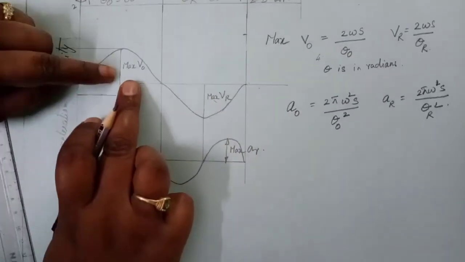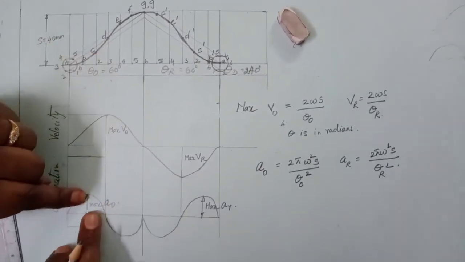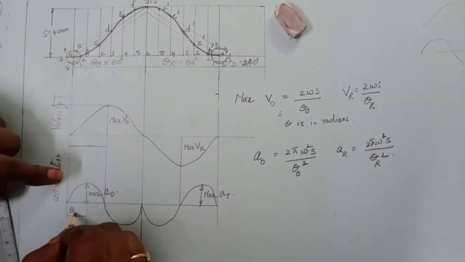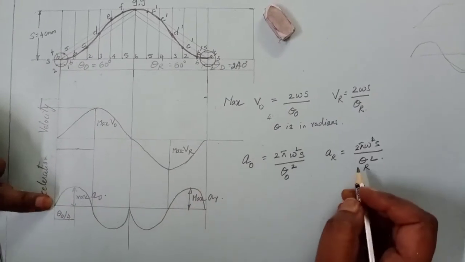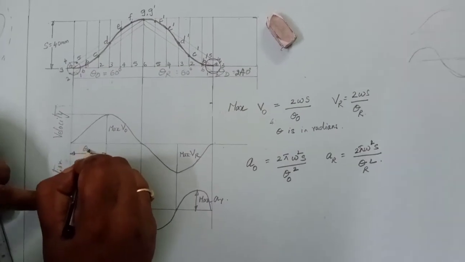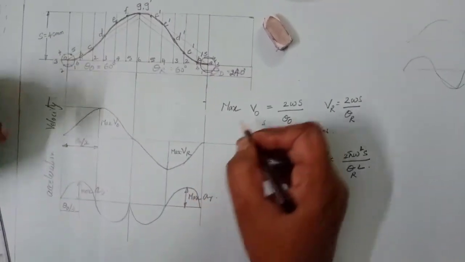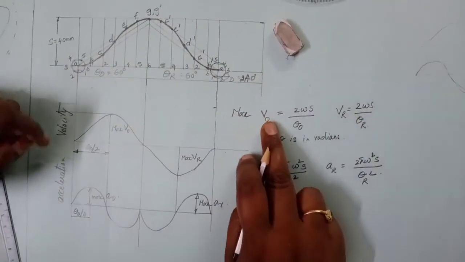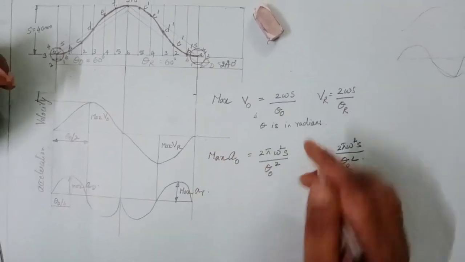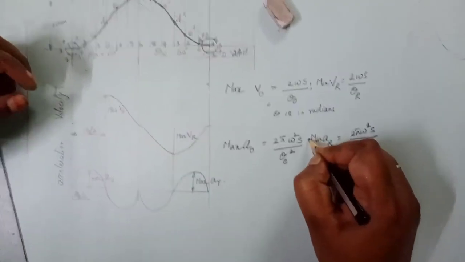So maximum velocity is attained in the middle line of your displacement diagram, and in the same way maximum acceleration is attained at theta O by 4. At theta O by 4, the motion attains the maximum acceleration. Same way here at theta O by 2, the maximum velocity is attained in the motion. So here are the formulas to find out maximum velocity at outstroke, maximum acceleration at outstroke. So here also the same way, maximum acceleration and maximum velocity at return stroke.